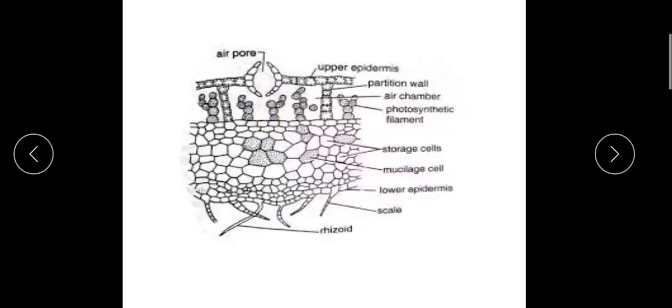And these are the filaments. These filaments are formed by chloroplast rich cells, photosynthetic cells. So these are the photosynthetic filaments which perform photosynthesis. And this third region is the storage region. They are meant for storage of reserve food material in the form of starch, protein or oils, and mucilage may also be present. And this is the lower epidermal region. From this region the cells give out rhizoids and scales.